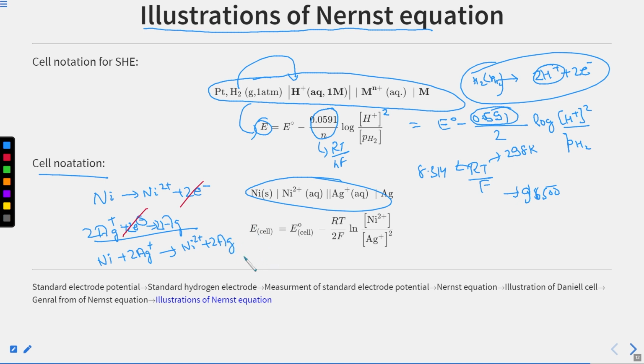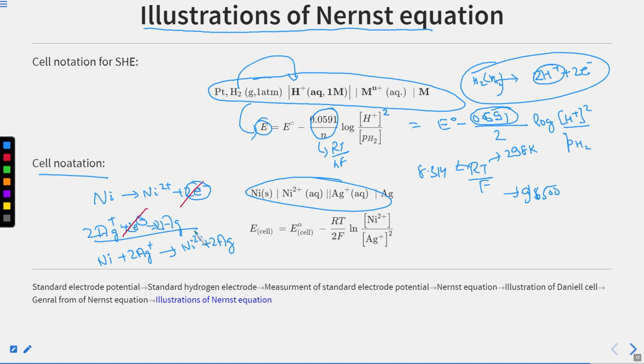If you write the Nernst equation for it, it will be E cell is equal to E naught cell minus RT. Now how many electrons are involved? 2 electrons. You will take the maximum one, not the minimum one. Or you can say, after balancing out, whichever electrons get cancelled. Here 2 electrons and 2 electrons are getting cancelled. So after balancing the electrons in both equations, whatever electrons are involved will be our n here. In this you can see we have 2. So 2 will be written here, ln.